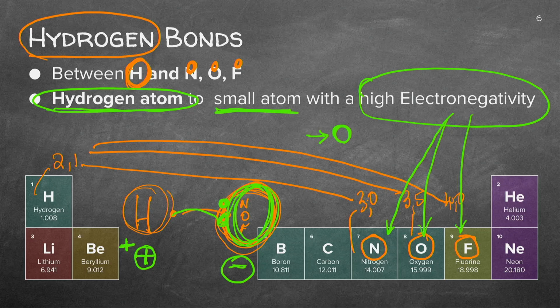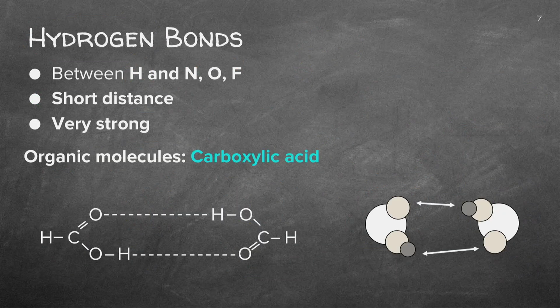So it's important that you know the hydrogen bond, and I know it. I say it's NOF, and NOF is then bound to the hydrogen. So hydrogen bonds in terms of organic, let's have a look. It's the hydrogen. It's a short distance. It's a very, very strong bond, and we find it, for instance, in carboxylic acids.